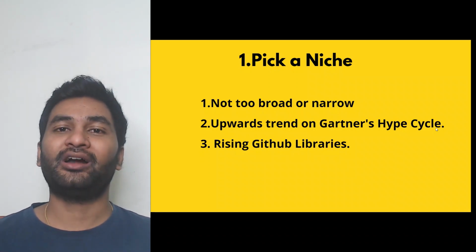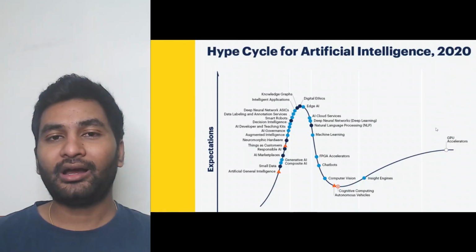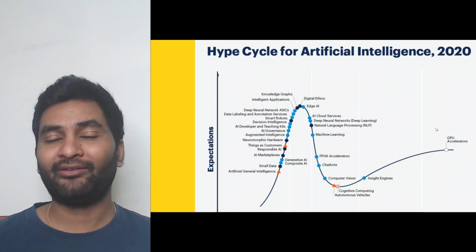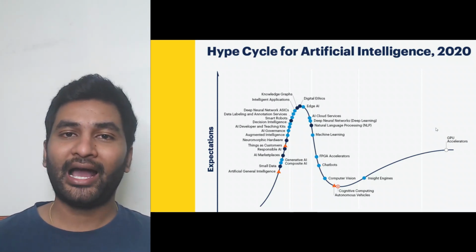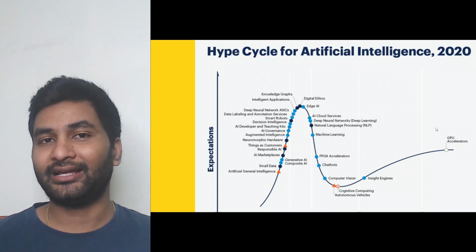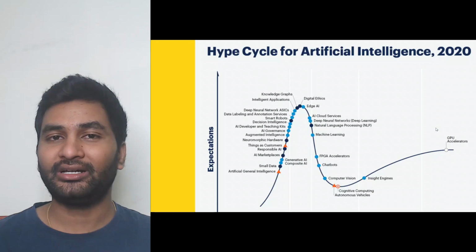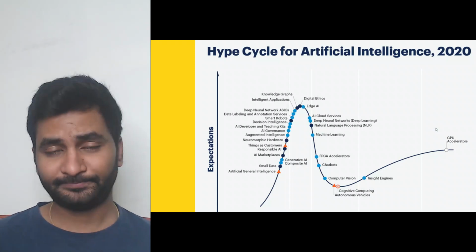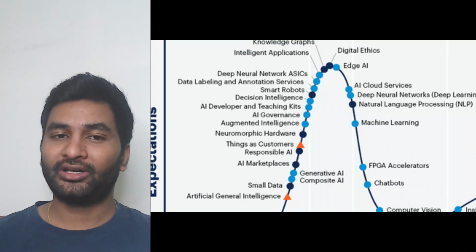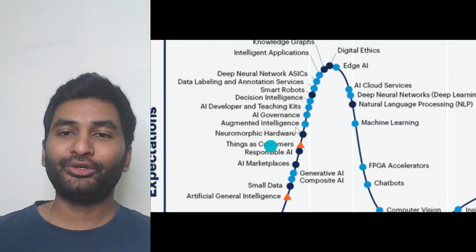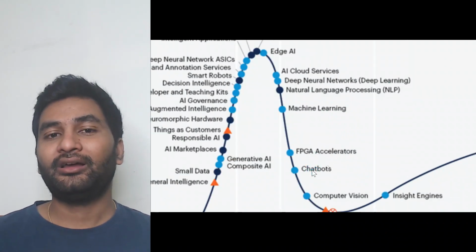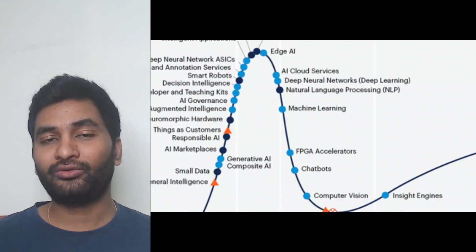And also one thing to take care of is try to pick a niche that is in the upward trend of Gartner's hype cycle. Gartner's hype cycle is basically a timeline of how a technology evolves, reaches hype and then dies down, or reaches a plateau, not exactly die down, but it reaches a plateau after that. So if you look here, you see that generative AI is on the rising trend of the Gartner's hype cycle, and similarly you can see that chatbots etc. were on the rising trend, but right now they are on the downward hype.